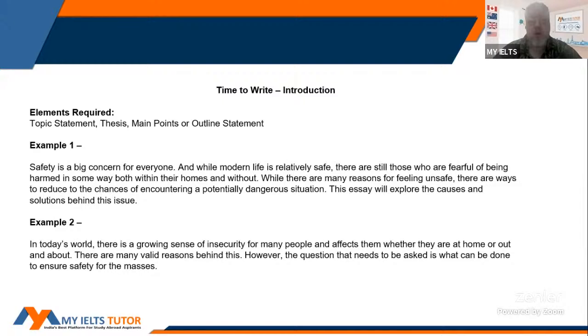Can help boost your score, I believe, in lexical resources, because to score 7 and above, you should be showing some elements of your own style in terms of writing. And so, however, the question that needs to be asked is what can be done to ensure safety for the masses? That basically sets up for the solutions discussion. So the second sentence sets up for the discussion of the problems, and then the third sentence sets up for a discussion of the solutions.